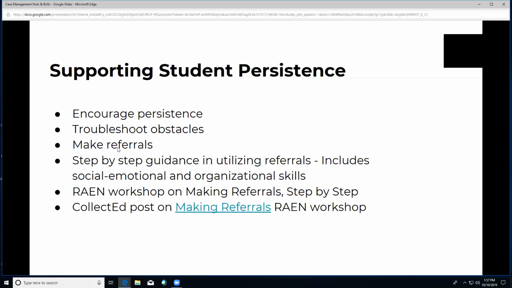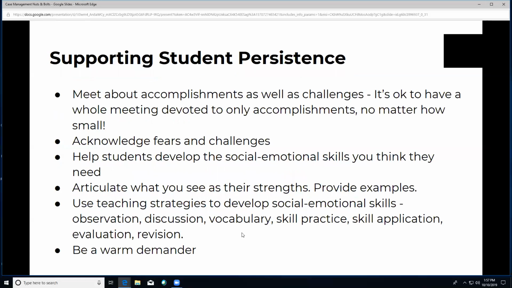By the way, I wrote a post on CollectEd about the last workshop I did on step-by-step making referrals, and I recommend that you go to CollectEd and look for that post on making referrals. Oh, here is that post. The link to that post is right here. So that's on student persistence. That is a really important part of the job.